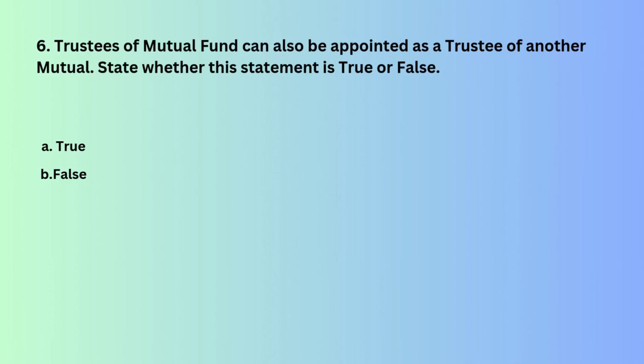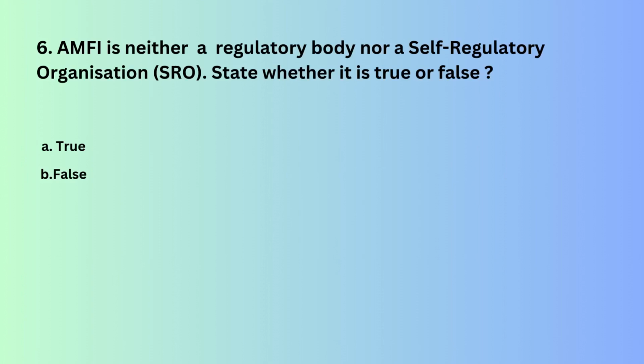Question number 6. Trustees of mutual fund can also be appointed as the trustee of another mutual fund. State whether this statement is true or false. And the correct answer is B, false. Only one person can be the trustee of one mutual fund. That is the rule. Question number 6. AMFI is neither a regulatory body nor a self-regulatory organization, SRO. State whether true or false. And the correct answer is A, true.